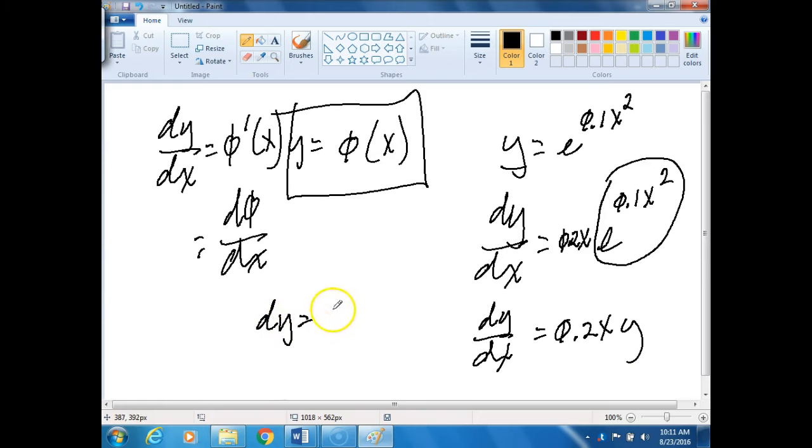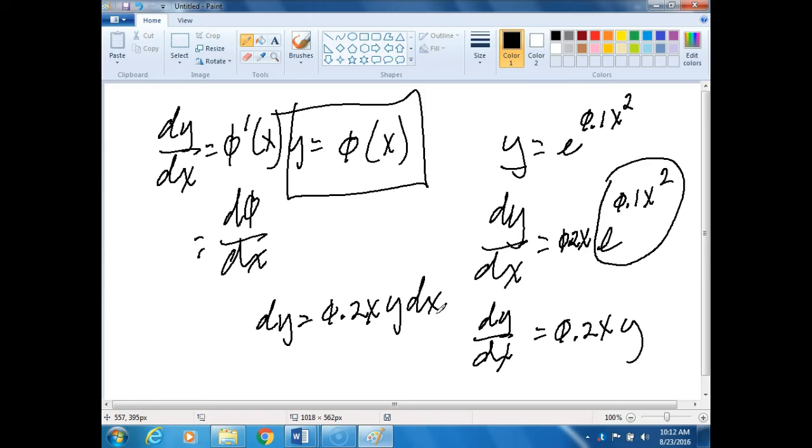dy is equal to 0.2x y dx. To me, when I think the word differential, I think this. But differential equations are often written as derivatives. Really, it seems like they should be called derivative equations, but they call them differential equations. But guess what? They're really the same thing. So that's what a differential equation is. But most of the time, it's going to look like the one there.